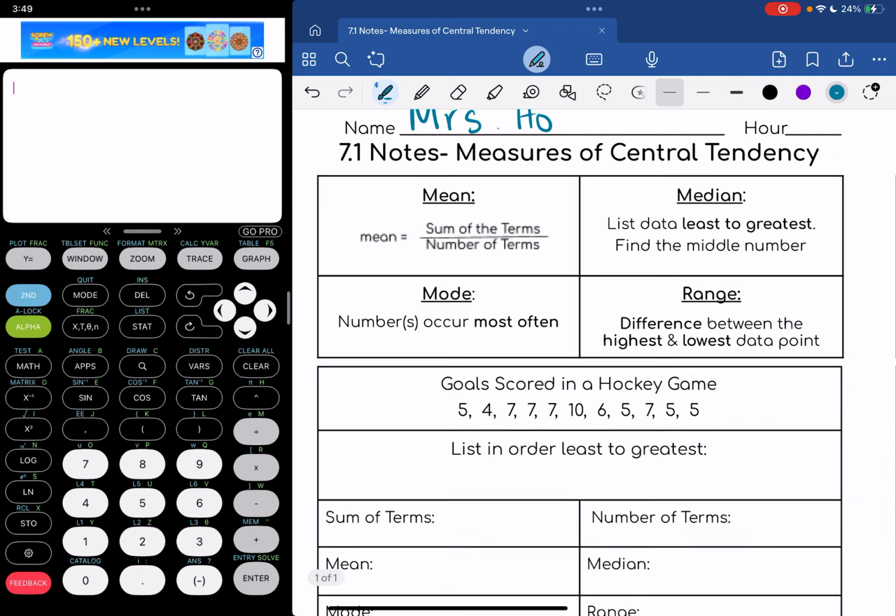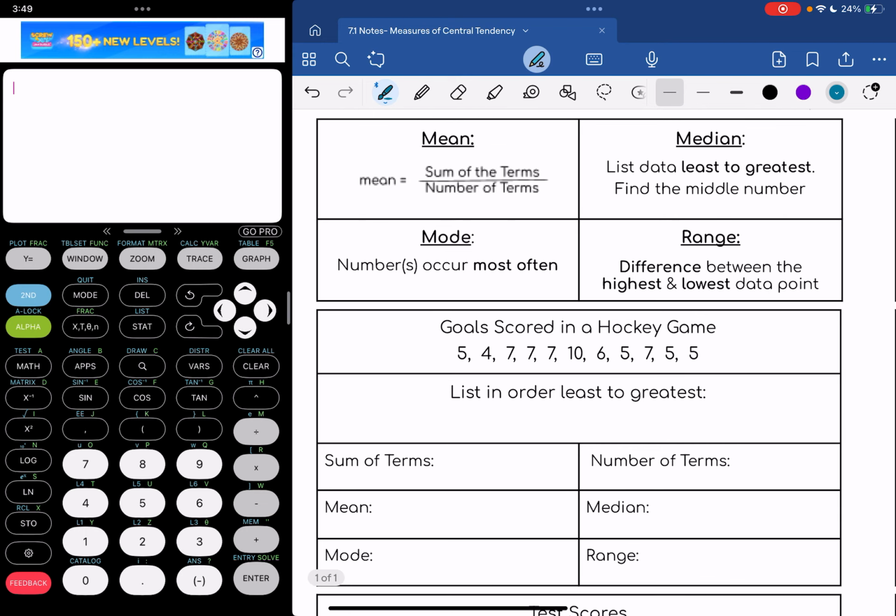So we've got two problems here, and we're just going to go through and find mean, median, mode, and range for each of them, short and sweet. The first set of data is the goals scored in a hockey game. First thing we need to do is list these numbers in order. As I list them in order, I like to cross them off.